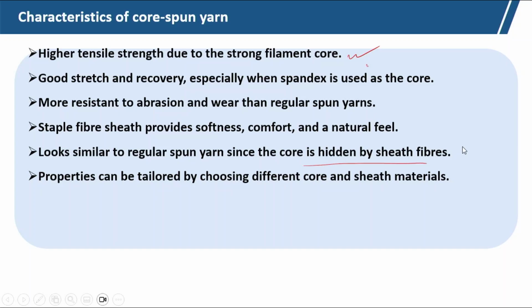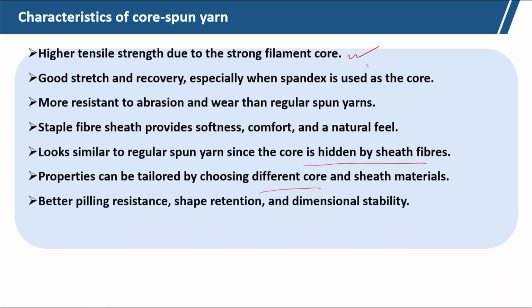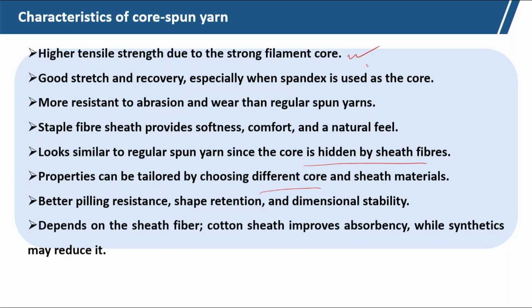Properties can be tailored by choosing different core and sheath. We can change the property depending on our requirement, with better peeling resistance, shape retention and dimensional stability. Depending on the sheath fiber, a cotton sheath improves the absorbency, and the feel depends on the sheath fiber, while strength and stretchable characteristics depend on the core fiber.